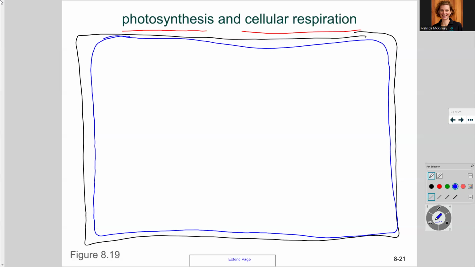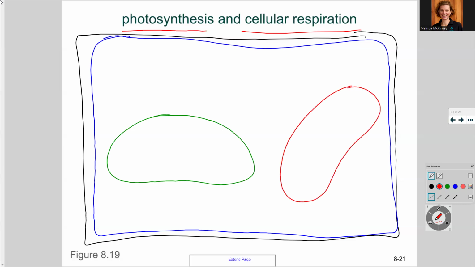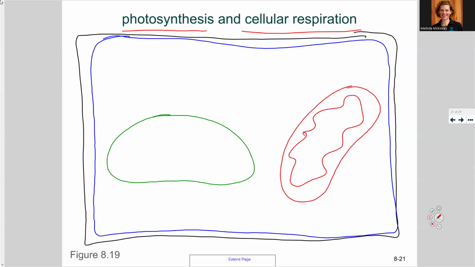And I'm going to make a couple large organelles. So I'm going to make a large organelle that is the chloroplast. So here's my chloroplast, right? This is the site of photosynthesis. And then I'm also going to create a large organelle over here. This is the mitochondria. Right? This is the site of cellular respiration. All right, so very quick overview of these reactions.